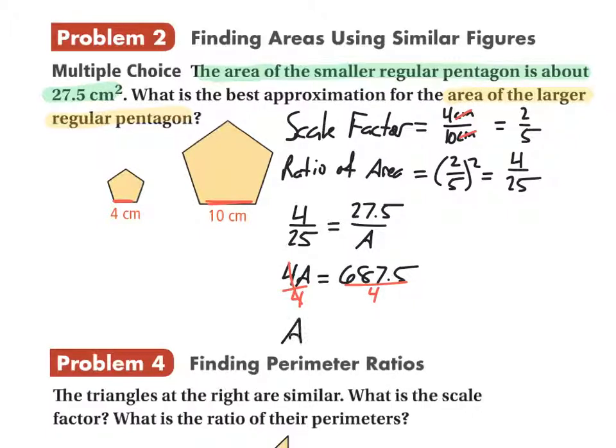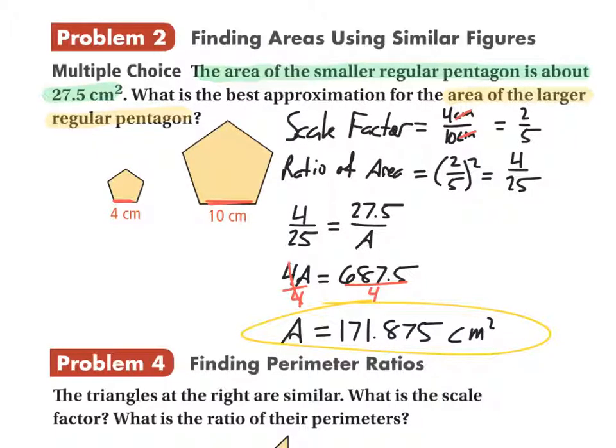And so our area is going to equal 171.875. They did not tell me what to round to, and it's a terminating decimal in my calculator, so I'm just going to go ahead and use all 3 decimal places. And this is square centimeters. Questions?